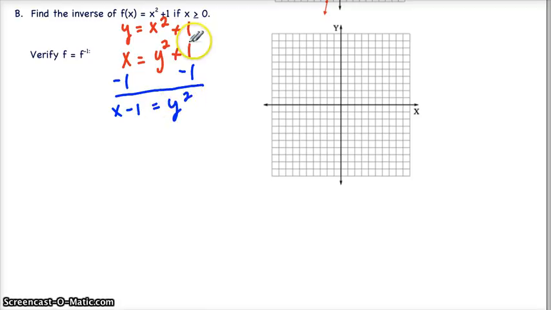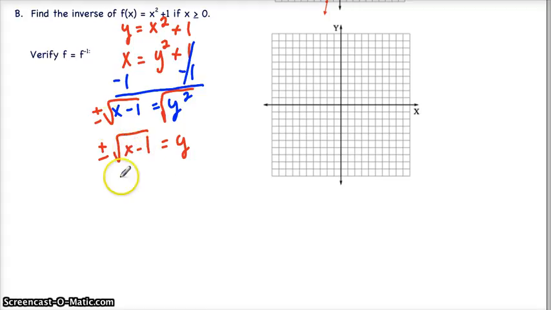Then how would we isolate y or go from y squared to y to the first? We take the square root of both sides. Remember that when you take the square root of both sides, the opposite side of y becomes plus or minus. So our inverse is either positive or negative the square root of x minus 1, but it's not going to be both positive or negative square root of x minus 1.